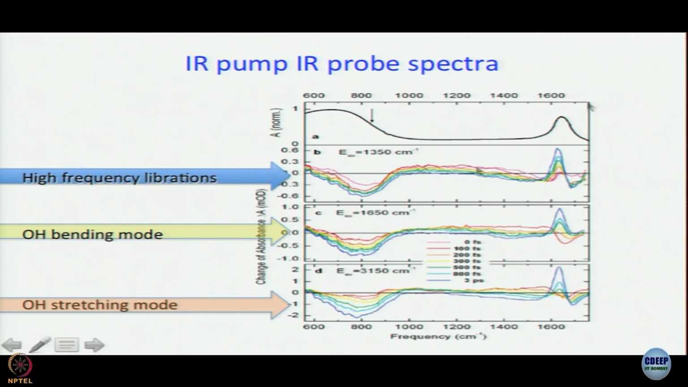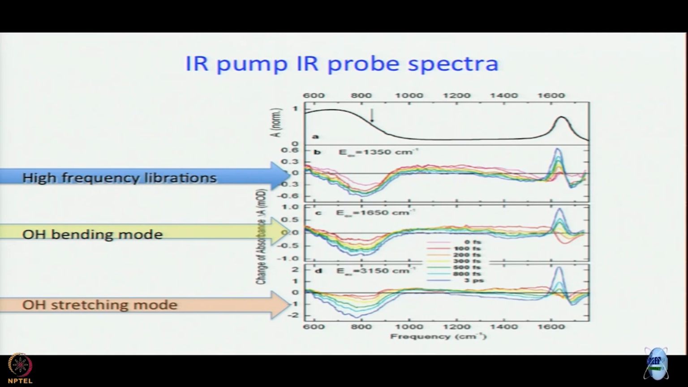you get this excited state absorption, that is also expected. Once again you get a ground state bleach here. And here you see it is a little different, you see a build up, the build up is stronger in high frequency librational mode, you see that a little better, which means when you make the molecule bend, what is happening?